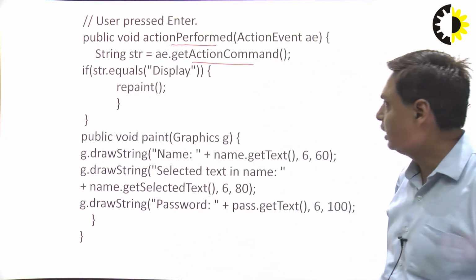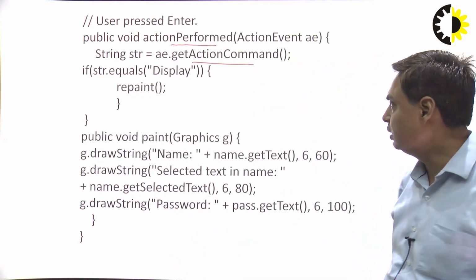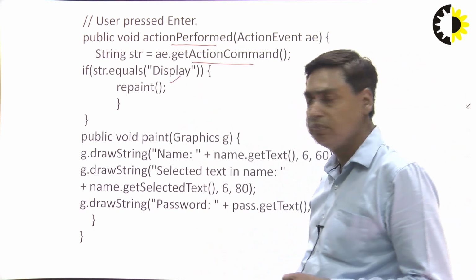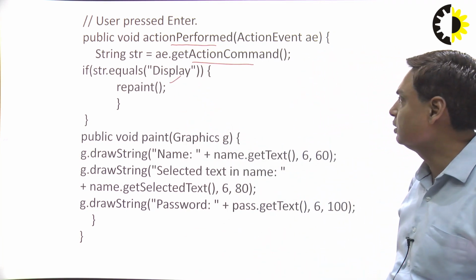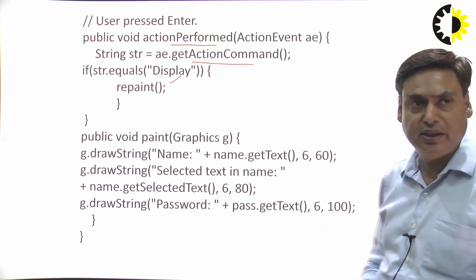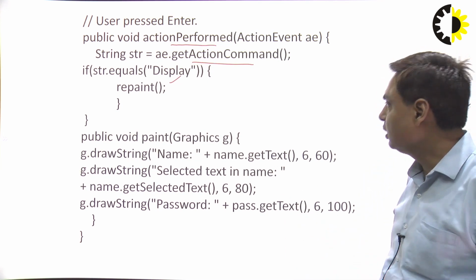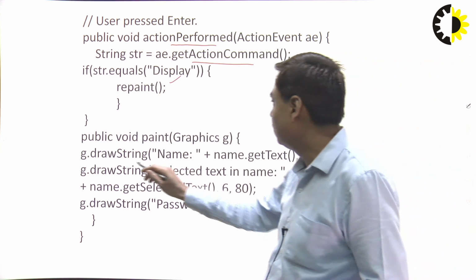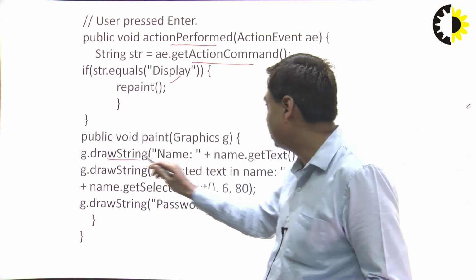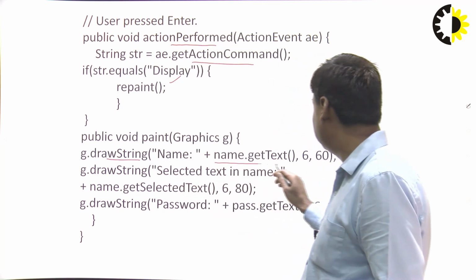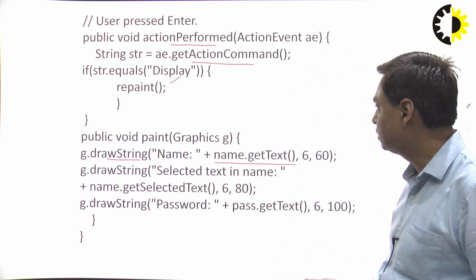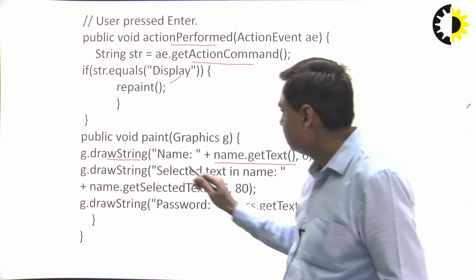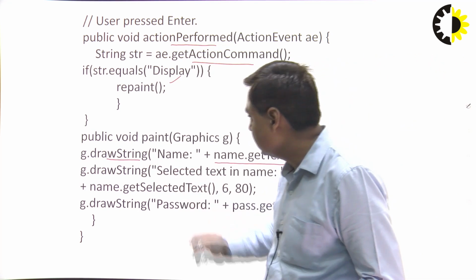Here is the explanation related to the button. So we have collected the string, whether the display button has been pressed or not. If the display button is pressed, then it just repaints. If you do not press the display button and you type something, it will go to the draw string. Whatever you type, it will take the text from the text box, and it will display in the applet.